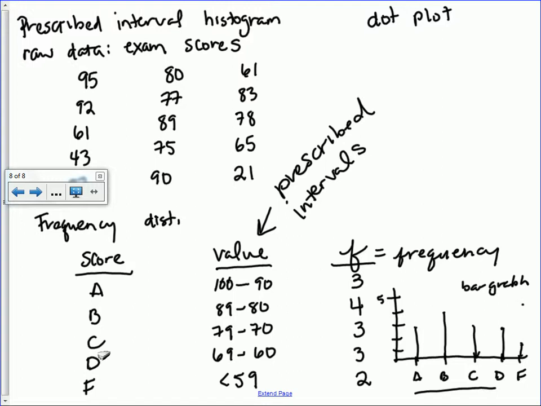And the dot plot basically just has as the axis here what the scores are. And so it's very boring. There's a 21, there's a dot. Then there's a 43, and there's a dot.